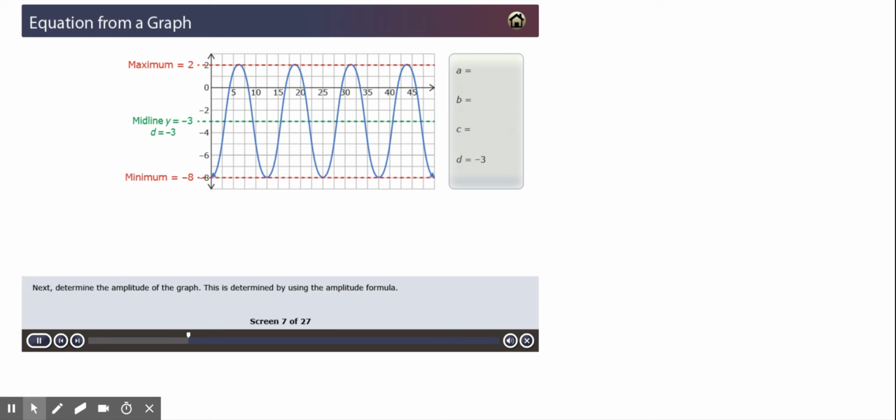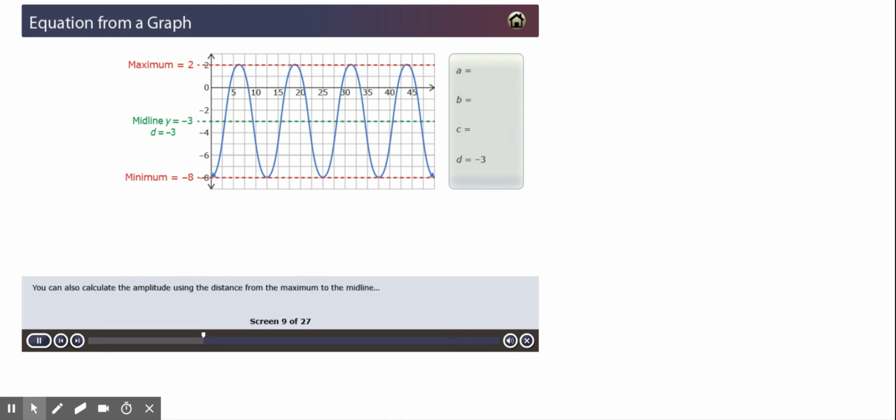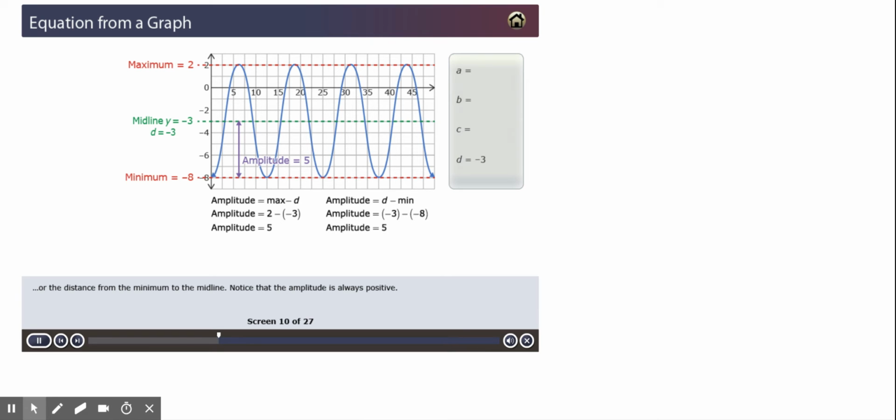Next, determine the amplitude of the graph. This is determined by using the amplitude formula. The amplitude is 5. You can also calculate the amplitude using the distance from the maximum to the midline, or the distance from the minimum to the midline. Notice that the amplitude is always positive. The A value is equal to the amplitude, so A is equal to 5.